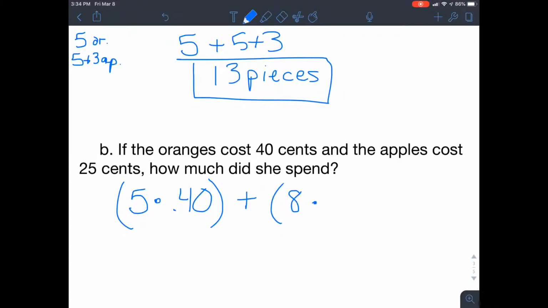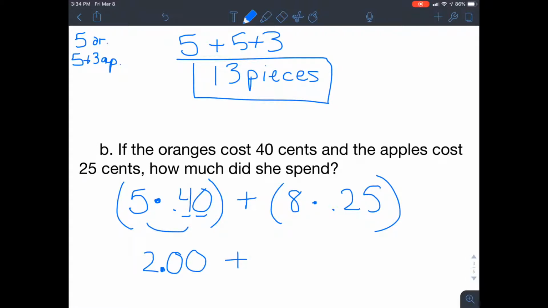So 8 times 0.25. Make sure you don't forget your decimal points. So I take care of my first term over here, 5 times 0.40. Well, I just multiply across. I do 5 times 0, well, that's 0. And then 5 times 4, that's 20. I had 2 decimal places there, so I have 2 decimal places here. So this section is $2.